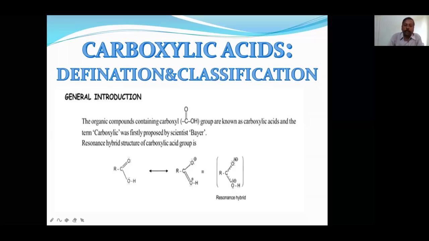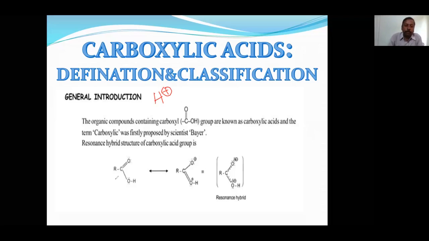First of all, why is carboxylic acid acidic in nature? The question will be why carboxylic acids are acidic in nature. Once we say it is an acid, it should be able to lose H plus. After losing the H plus, if it is stable, then it will lose. Otherwise, why would it lose?